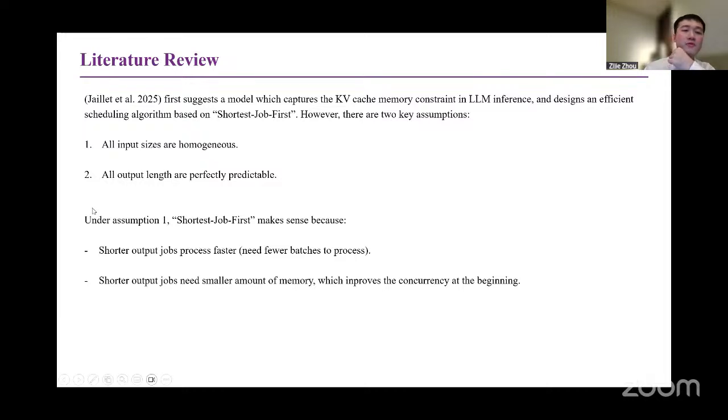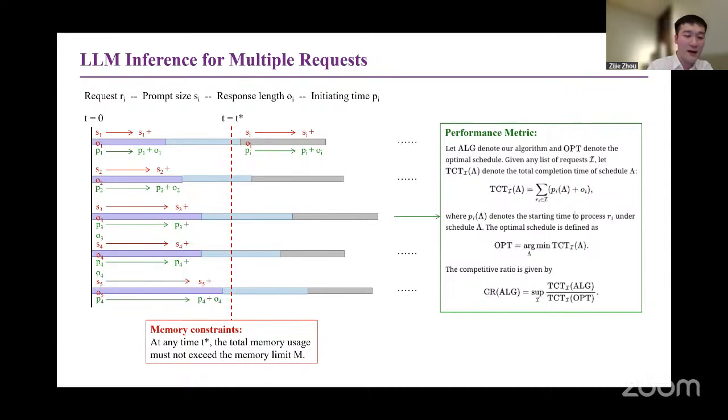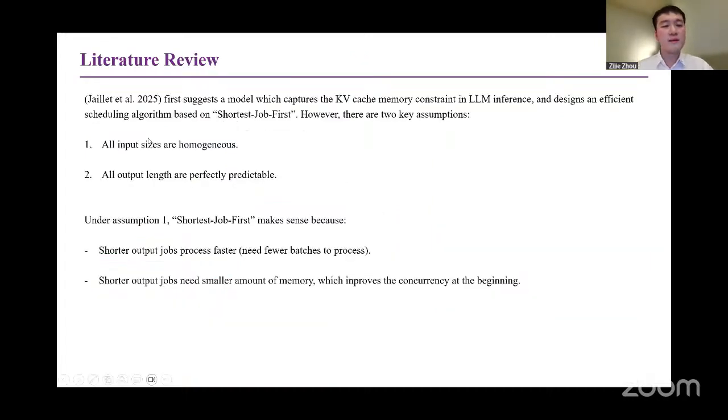Our algorithm's full name is memory-constraint shortest job first. Even if we know the processing order, there's still a challenge about, for example, how many requests to batch at every time period. In our previous work, we also found some interesting methodologies to quickly control the dynamic concurrency so that this memory constraint is never violated. But we see these two assumptions are quite strong and also not that realistic.